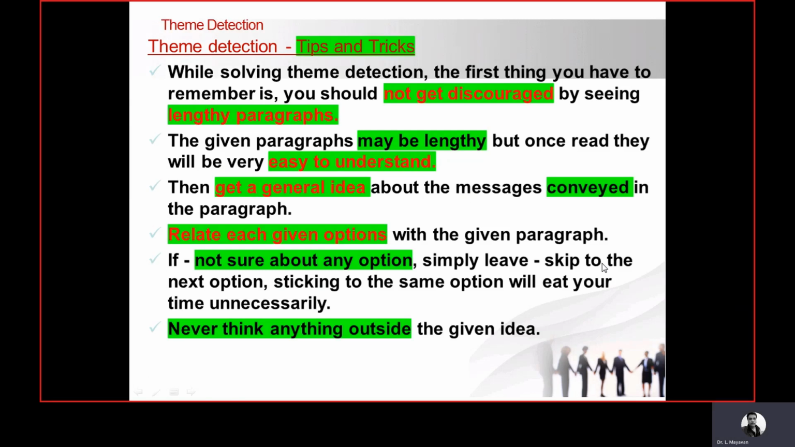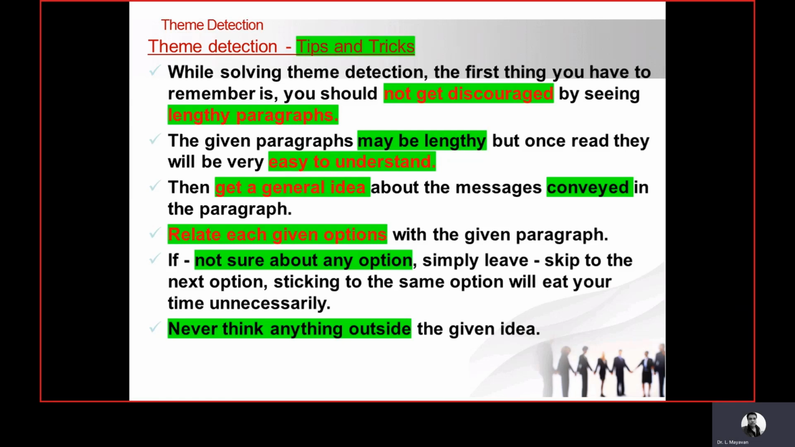There are certain tips and tricks, as with any other topic, on this particular area, theme deduction, and we need to follow some tips for better understanding and solving the questions on this area in the examination. While solving theme deduction, the first thing to remember is that you should not be discouraged by seeing lengthy paragraphs. The given paragraphs may be lengthy, but once read, they will be very easy to understand.